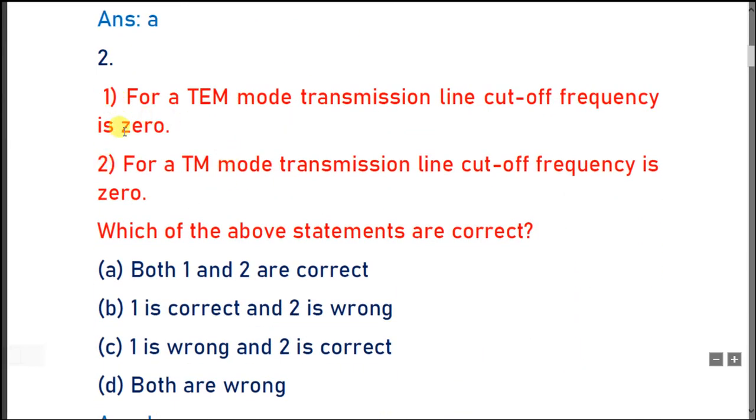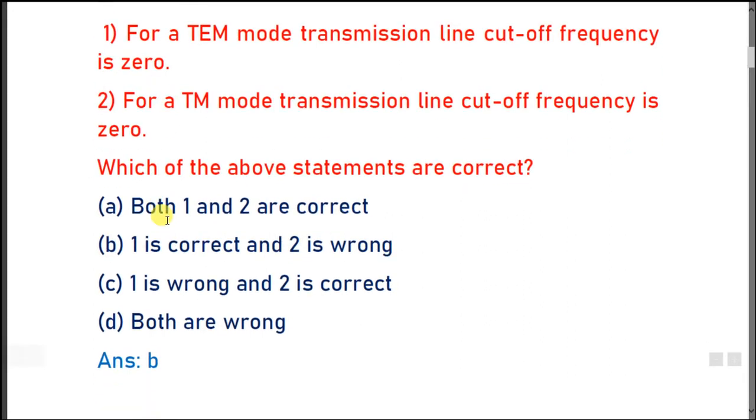Now two sentences are given. Which one is correct? For TEM mode, transmission line cutoff frequency is 0. That is very true because in TEM mode, EZ and HZ, electric and magnetic components both are 0. So the transmission line cutoff frequency is 0. But for waveguide, it passes TE and TM mode, and that means definitely some have the critical frequency, that is non-zero. So number 1 is correct and number 2 is false. So answer is B. 1 is correct and 2 is wrong.